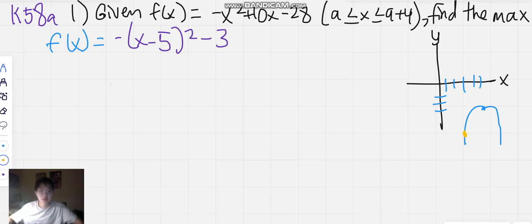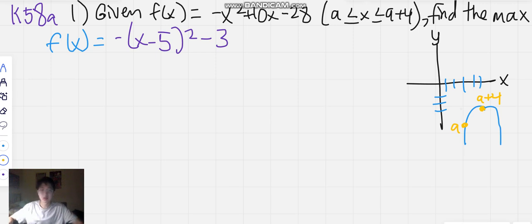So if my interval is something like this, from here to here, with this right hand point being a plus 4 and this left hand point being a, the maximum will just be f of a plus 4 because that's the highest point. And that's going to be true until a plus 4 is at the vertex, because at that point we can no longer define the maximum to just be f of a plus 4 as a generalization for the maximum. Now we can specify where the maximum is.